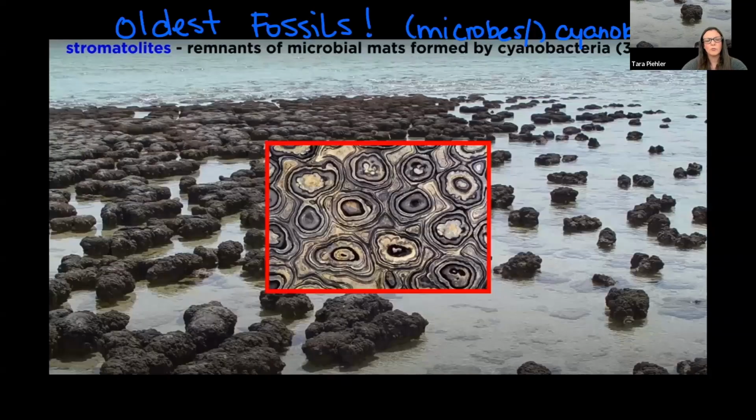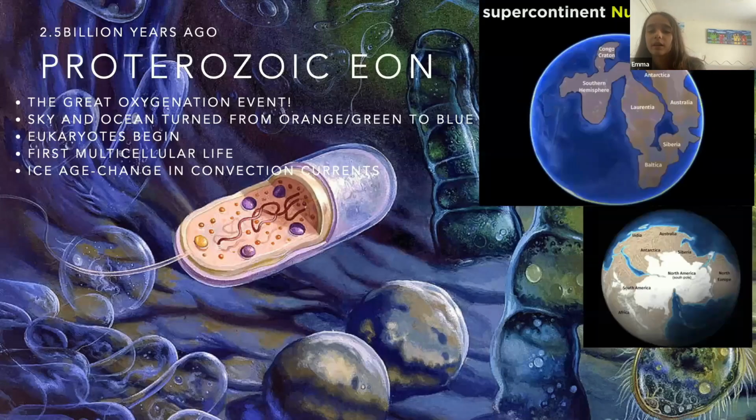Now, this is some of our oldest fossils. These are the cyanobacteria fossils. They're called stromatolites, and that's what they look like. So if you see a fossil that sort of looks like that, it could be some of the oldest fossils, but this would be the fossilized cyanobacteria.